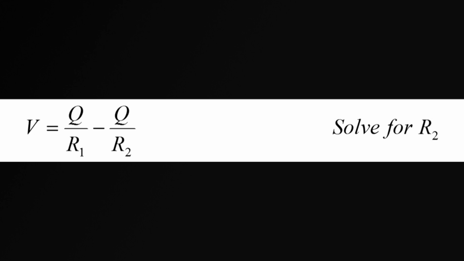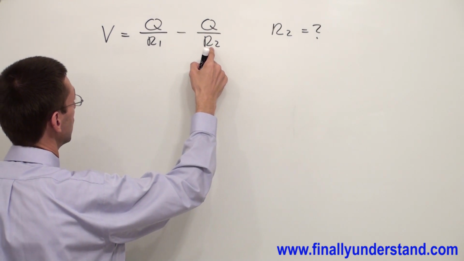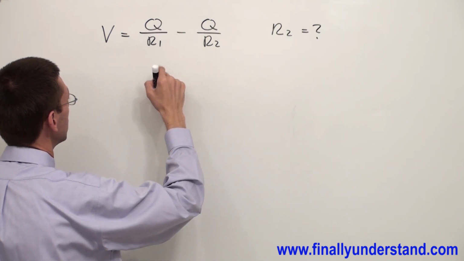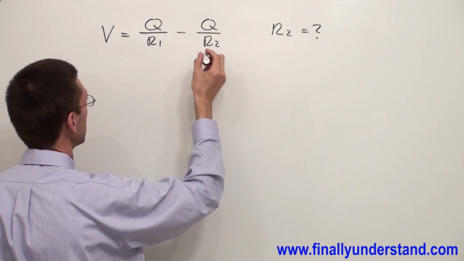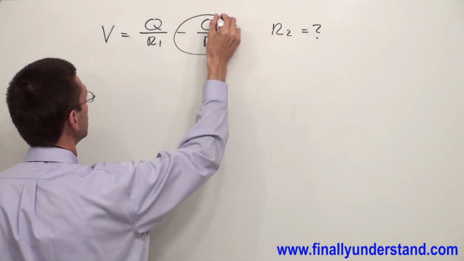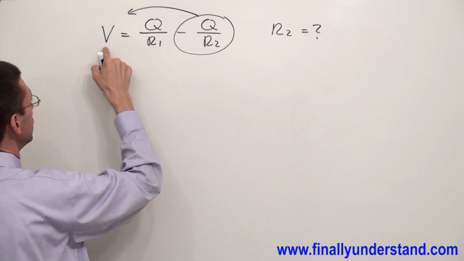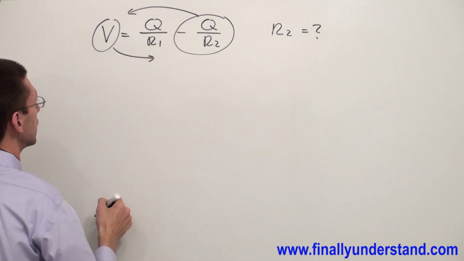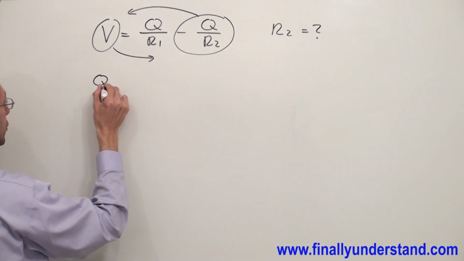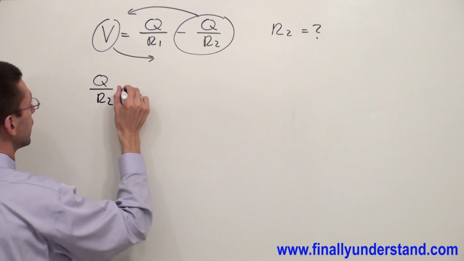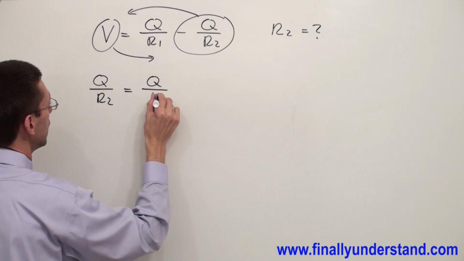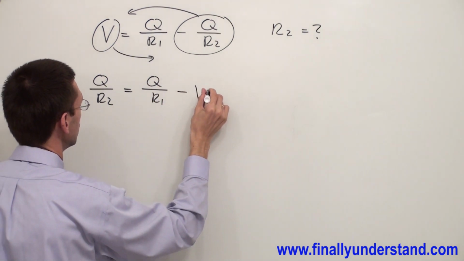We have to find R2. R2 is part of the fraction, it's in the denominator of the fraction q over R2, and we also have a negative sign on the front. So what I'm going to do right now is take this fraction and move it to the other side, because I have no R2 next to V. I'm going to take this V and move it to the right side. Let's take a look at what I'm going to have. I'm going to have q over R2 equals q over R1 minus V.